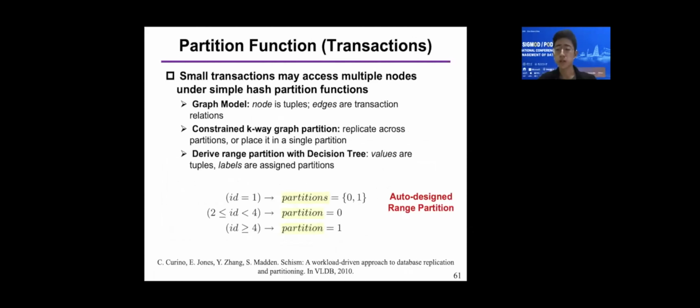So another problem is how to design the partition functions to support complex scenarios. The first work is for small transactions, which may access multiple nodes and bring extra overhead compared to a single node. The method includes three main steps. First, they build a graph model, where the vertices are tuples, and the edges are the transaction relations. For example, the tuples in the same transaction all have edges between each other. And then they use the graph partition algorithm.